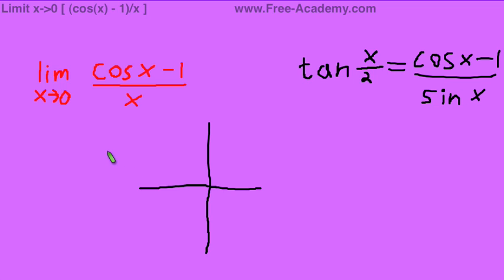www.free-academy.com. There's been a lot of interest in the past couple days of the limit as x approaches 0 of cosine of x minus 1 over x. Now I'm assuming that the students asking this question are actually asking for the limit as x approaches 0 of cosine of x minus 1 all divided by x, which is actually a much more interesting limit, and one that comes up a little bit more frequently, I'm sure. So I've decided to tackle this today.